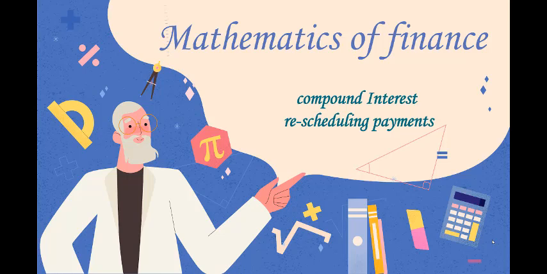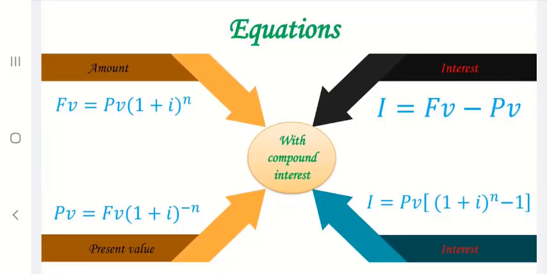Today, inshallah, we will resume talking about mathematics of finance with compound interest, rescheduling payments, or equations of value. The formula for the amount, future value, equals present value times (1 plus i) to the power n, and the present value equals the future value times (1 plus i) to the power negative n.